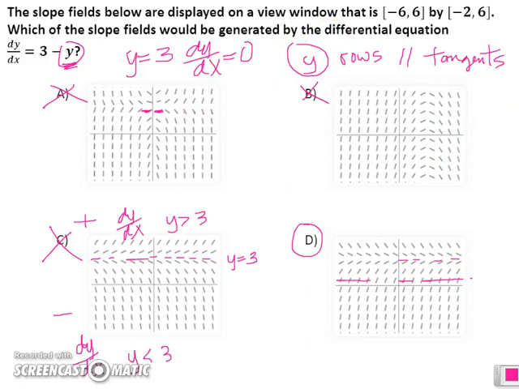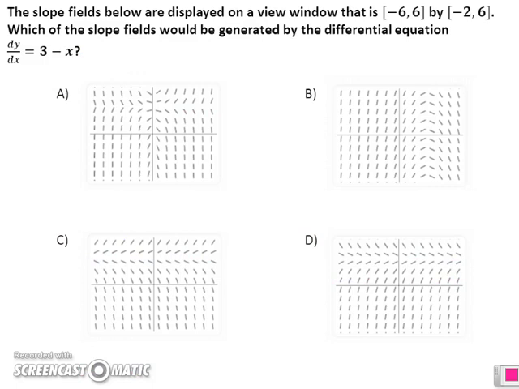Let's do the same problem again. Let's look at it in terms of x. So now you only have an x in the equation. It's going to create another pattern. So we can eliminate C and D just because these ones have rows. These ones are going to be y only, both of these. So they're out because they create rows of parallel tangents. So we're between A and B now.